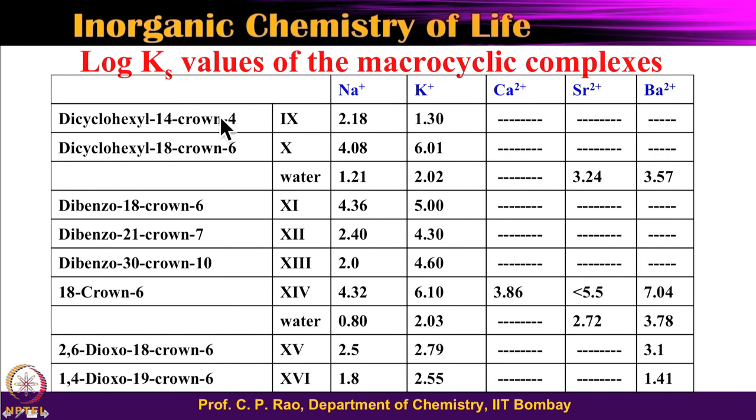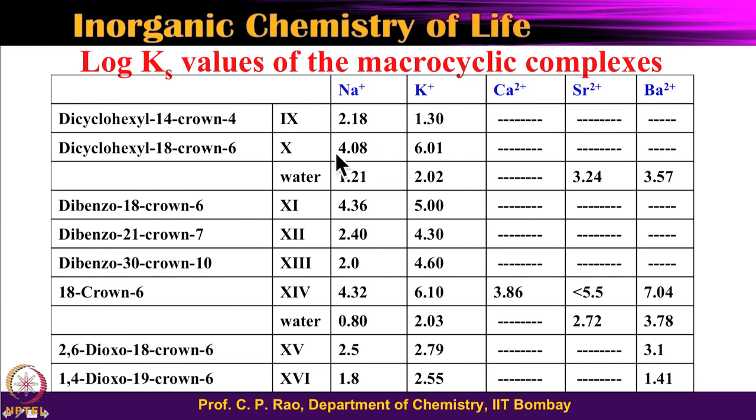Now instead of 14 crown 4, increase the size to 18 crown 6. So the size of the core is increased, the number of oxygens is increased. Now you see this molecule will bind with 4.08 instead of 2.18. That means 100-fold greater. So the sodium ion is captured by dicyclohexyl 18 crown 6 to an extent of 10 power 4 something. Potassium is much more, 10 power 6. So what do you say now? 10 power 4 versus 10 power 6, a 100-fold difference.